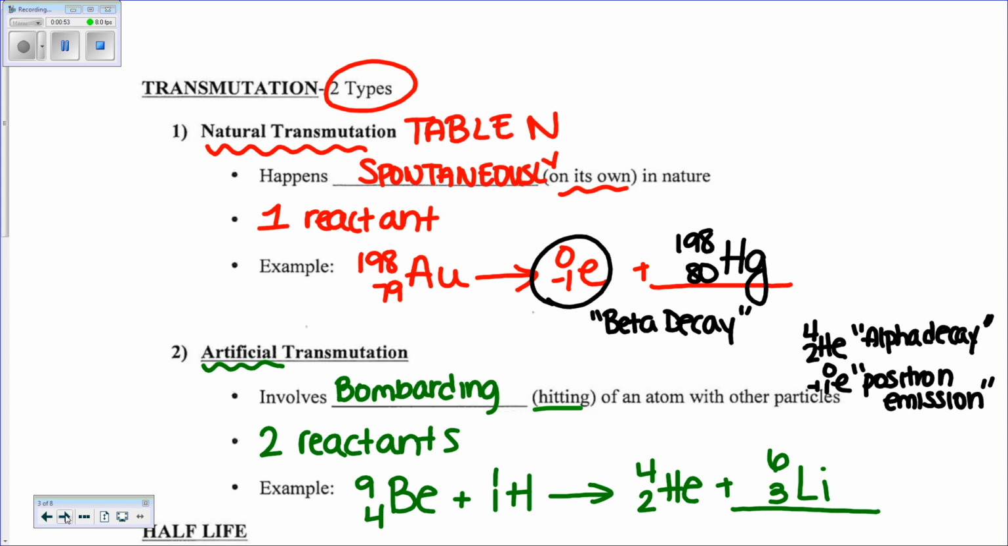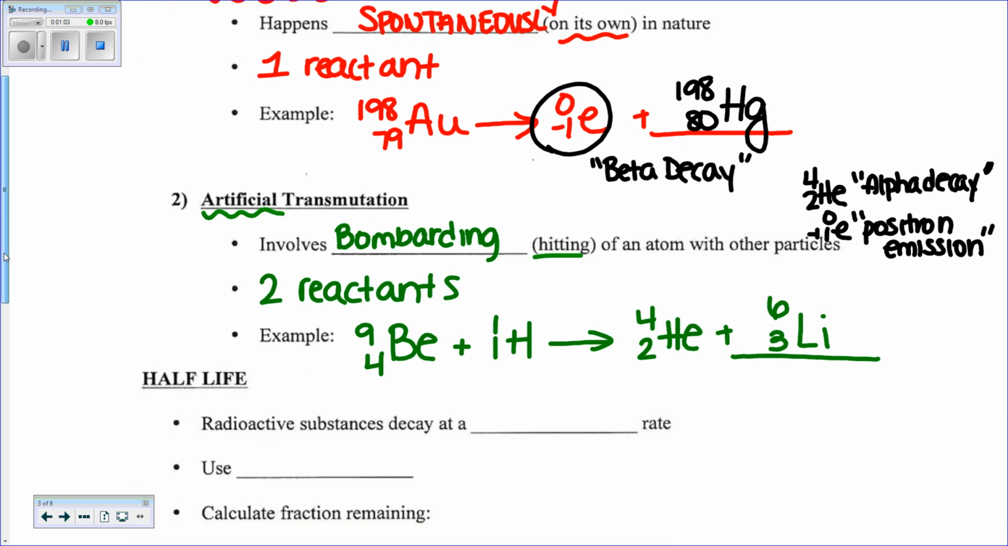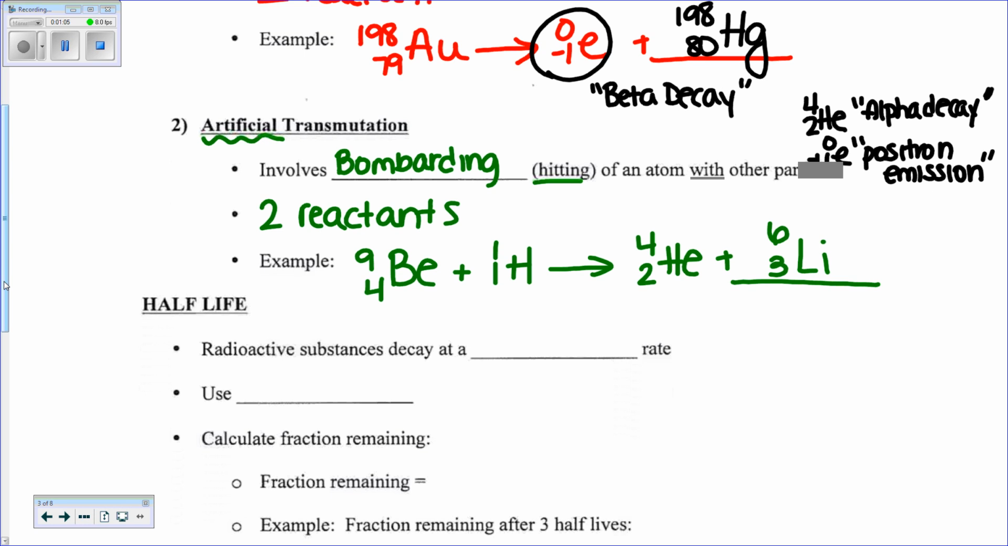You have your types of transmutation on top. You have your natural transmutation, which was on table N. Also, is why we use that to kind of grab our decay mode, and then we had our artificial transmutation, which remember that's got to have at least 2 reactants because I have to actually hit something or bombard something with another particle. So I'm down to half-life.